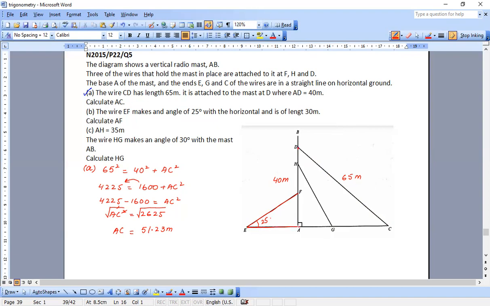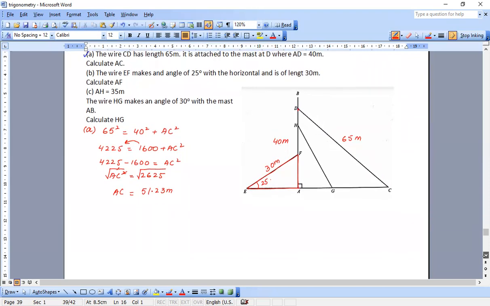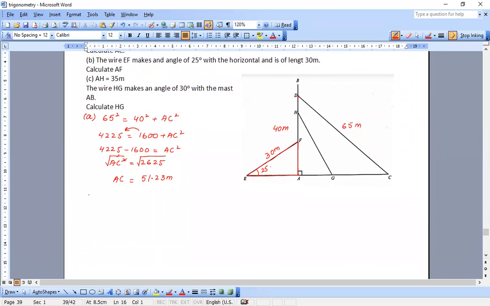I'll stop here. And it is of length 30 meters, and the length of EF is also given. The length is 30 meters. Calculate AF. This is what I need to find out. Okay, so when it comes to solving part B, I know an angle, I know the hypotenuse, and I have to find out the opposite.